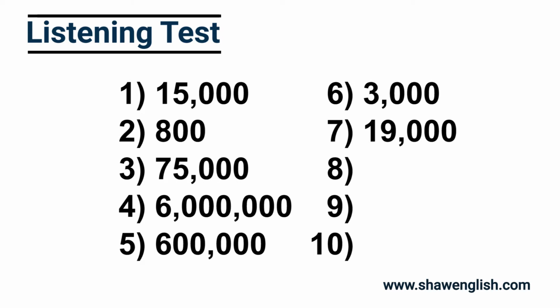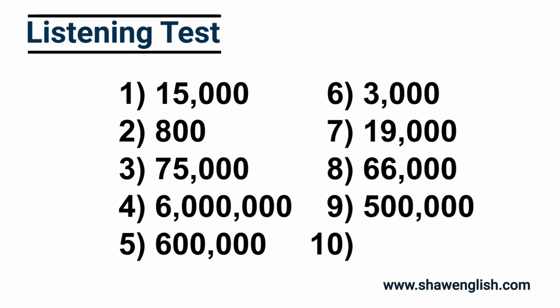Number 8, 66,000. Okay, it looks like this. Number 9, 500,000. Okay, it looks like this. And the last one, number 10, 25 million. All right, that's a big number. It looks like this.